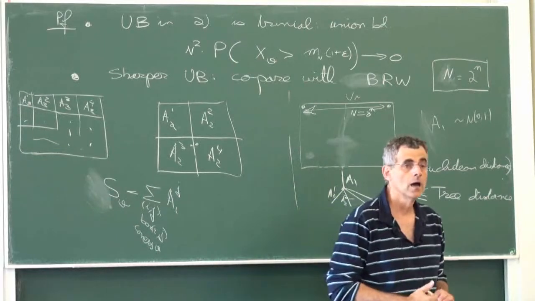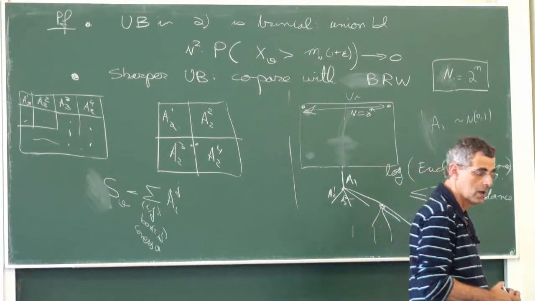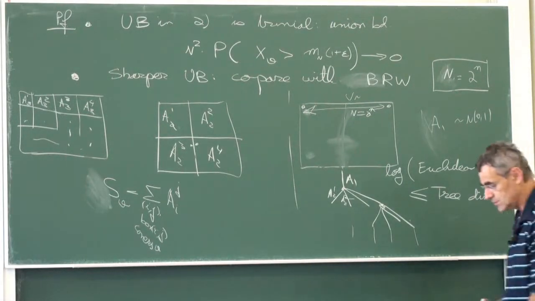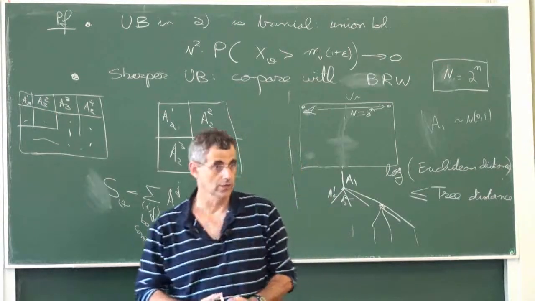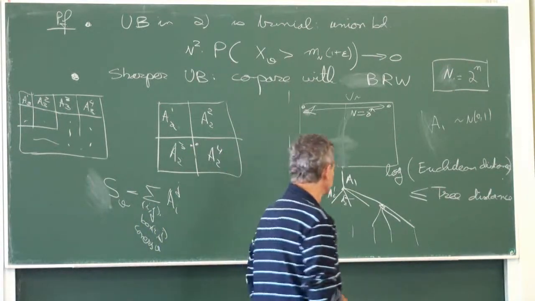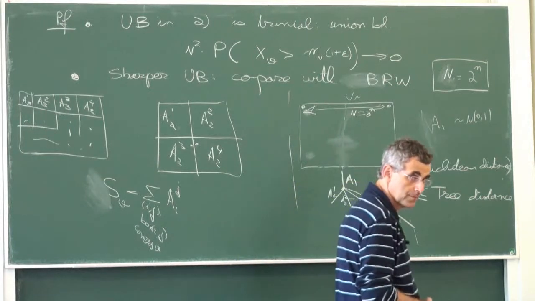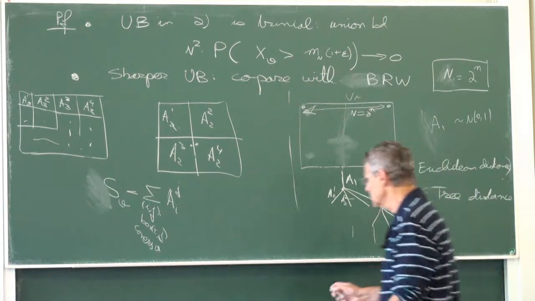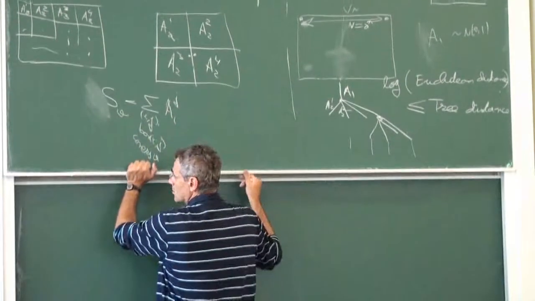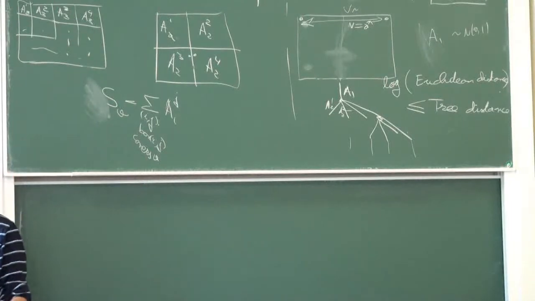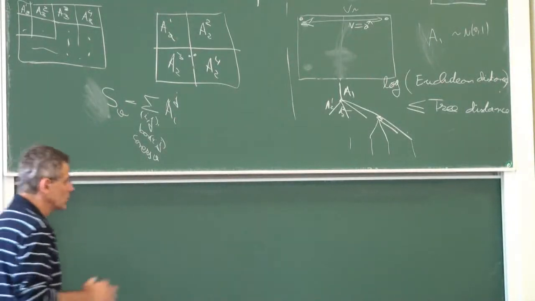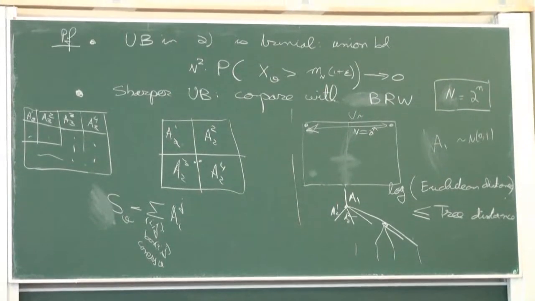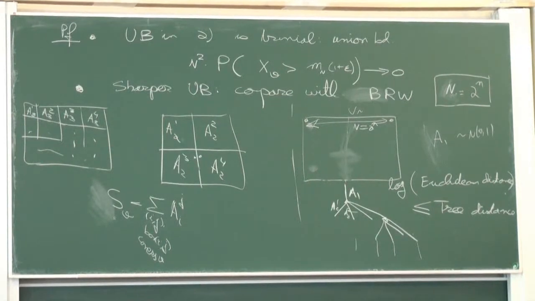But I don't understand. If the tree distance is larger, the correlation will be there faster, right? If the tree distance is large, this means that they are almost uncorrelated. Exactly. And that's why the correlation on the tree is less than the correlation of the field. Things on the tree are more independent.